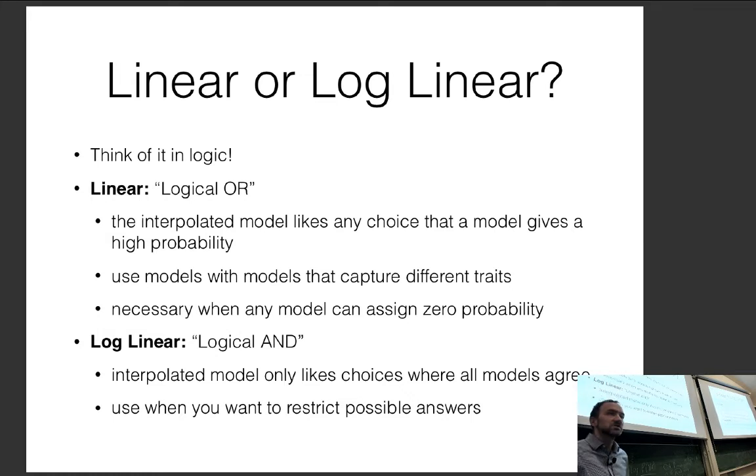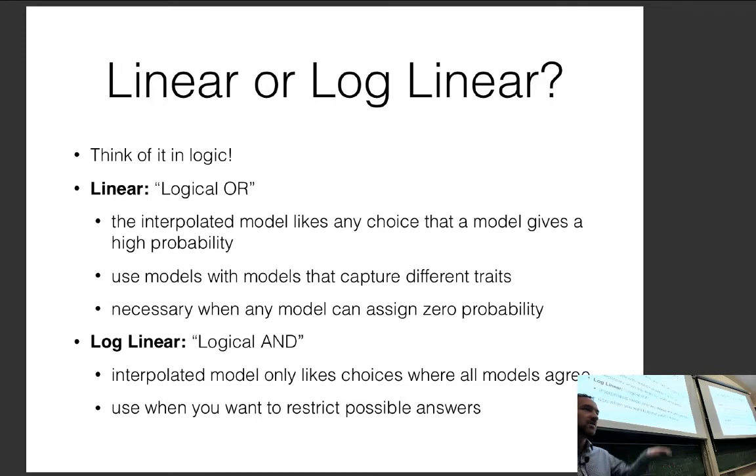For linear interpolation, you often want to use this for models that capture different traits. You especially want to use this when you have a model that might assign 0 probability to some outputs that another model will not assign 0 probability to. Because log of 0 is negative infinity, which means you would never choose that choice.